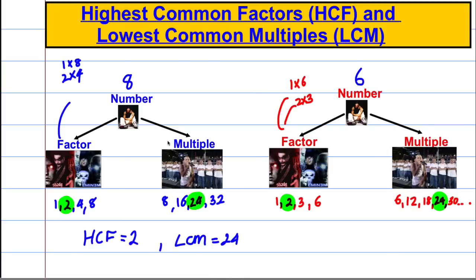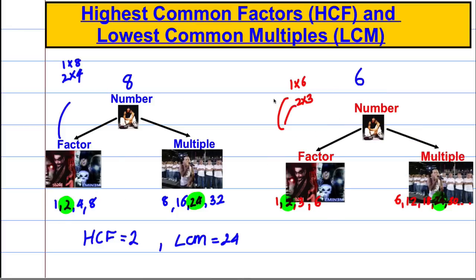You'll remember from the first video on this topic, when we were trying to find the HCF and LCM of two numbers, what we did is basically list out the factors and find the biggest number which is in both lists. In this case, the biggest number in both lists of the numbers 8 and 6 is 2. So 2 is the highest common factor. And we listed the multiples as well, and we found that the smallest number in both of those lists was 24. So the LCM is 24.